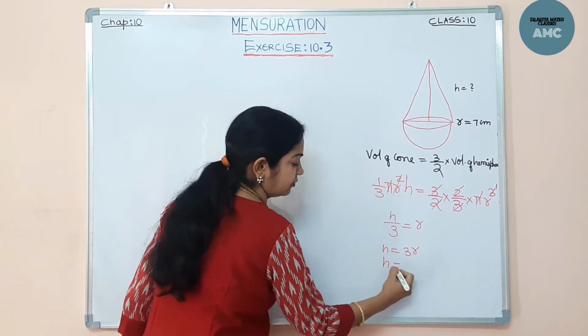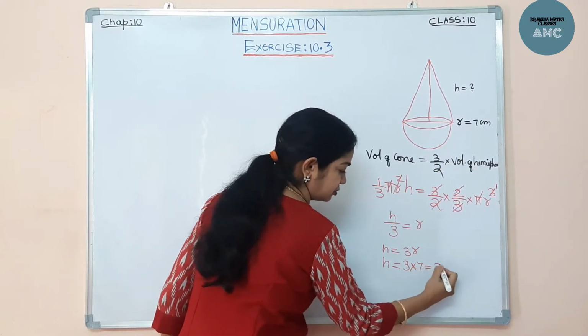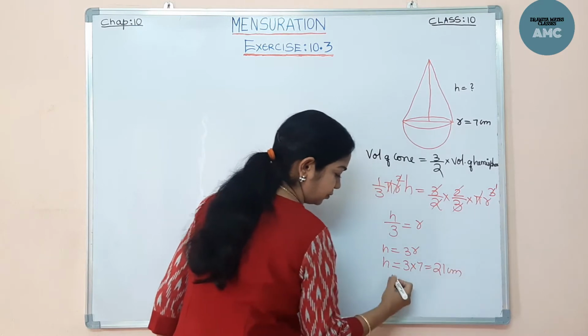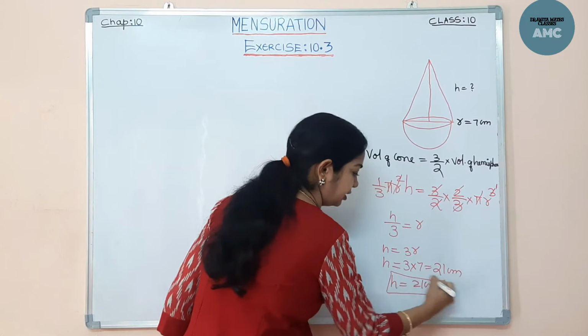Now what is the value of r here? R is 7. So 3 into 7, that comes to 21 centimeters. So we got the height as 21 centimeters. The first part of the problem.